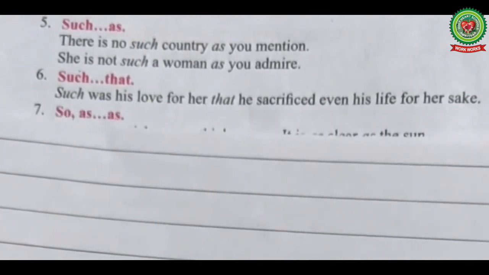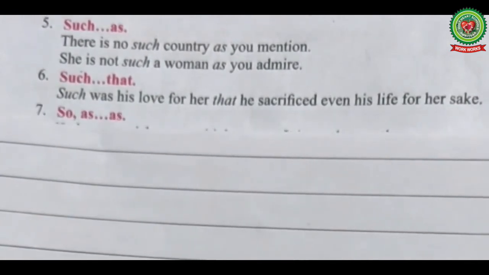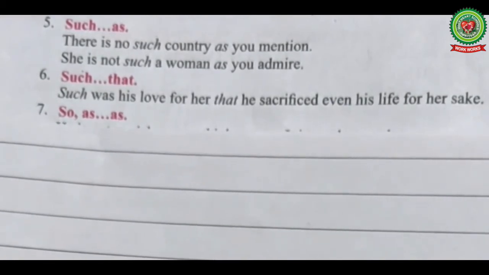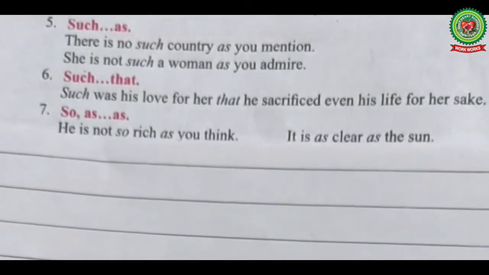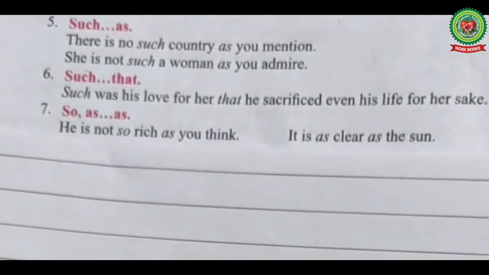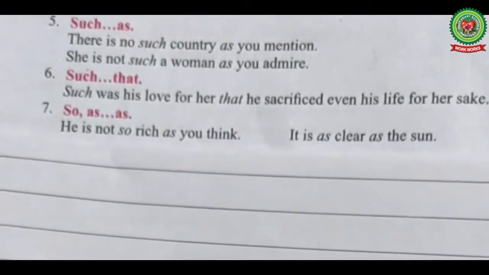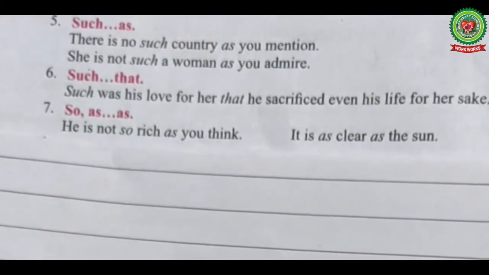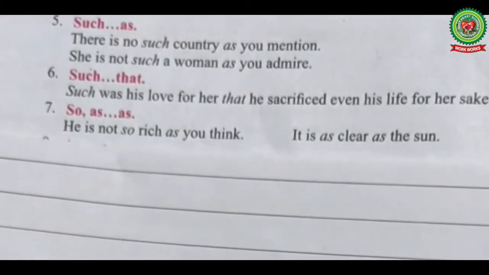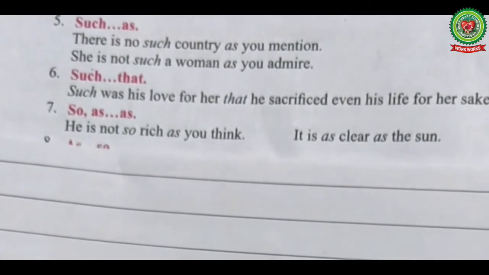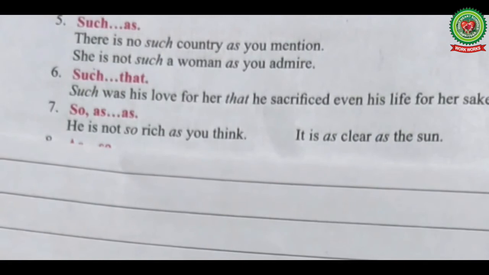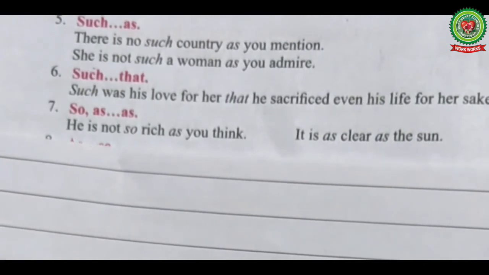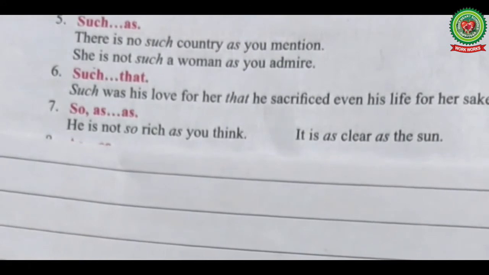Further, we have so, as and as, as. These conjunctions are used to show comparison. For example, he is not so rich as you think. It is as clear as the sun. The correlative conjunctions so, as are used in negative statements and as, as are used in positive statements.